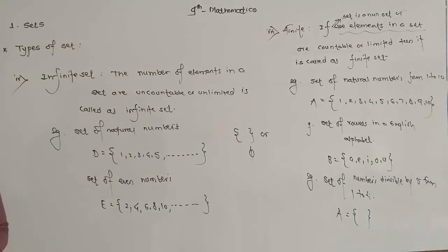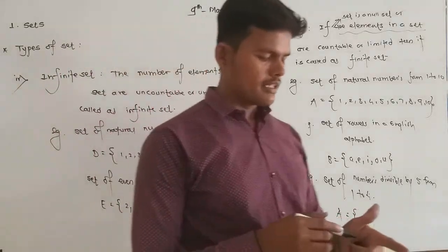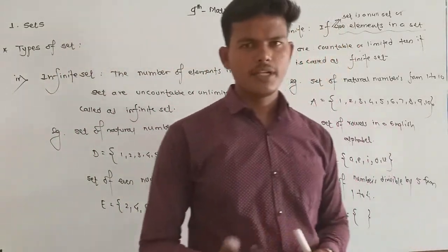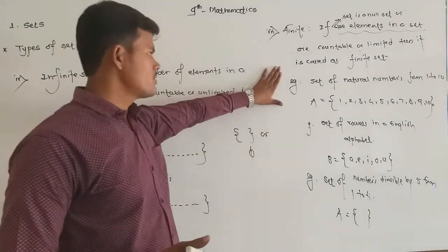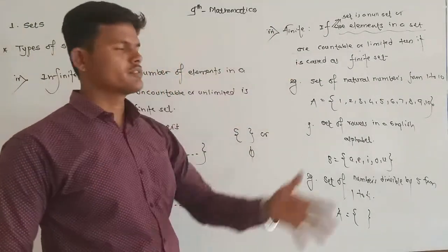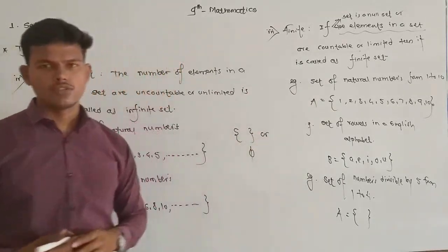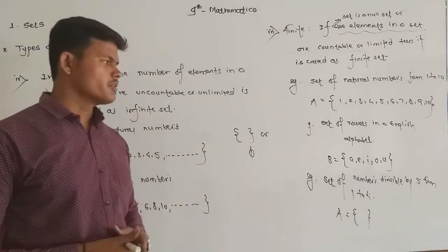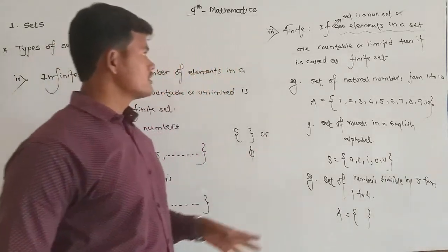Then third one is finite. Finite means what? Countable or limited. If the elements in a set are limited or countable, then it is called a finite set. So these are the examples of a finite set: set of natural numbers from 1 to 10, set of vowels in English alphabet, set of consonants in English alphabet, set of numbers divisible by 5 from 1 to 4. All are the examples of a finite set.